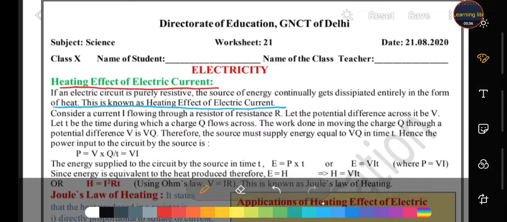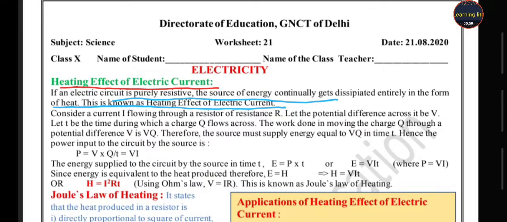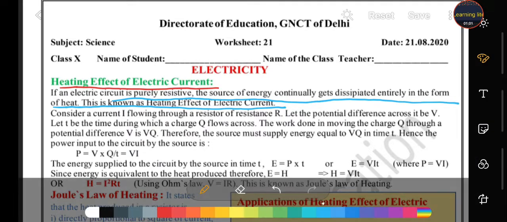For example, when you switch on a bulb for a longer time, then after a long time when you touch the bulb, its surface gets very hot. And for example, in an electric heater, toaster, electric iron, this heating effect occurs, students, because the electrical energy is dissipated in the form of heat. So this is called the heating effect of electric current.